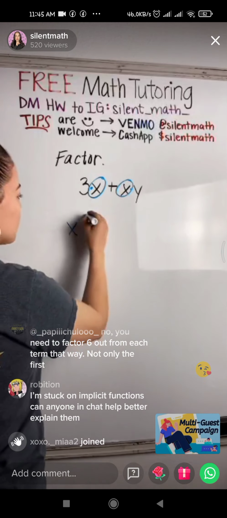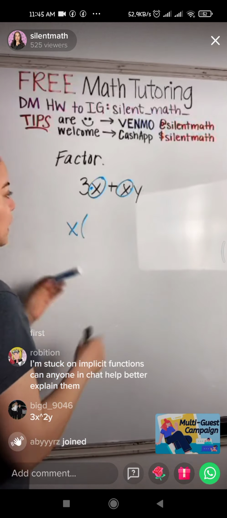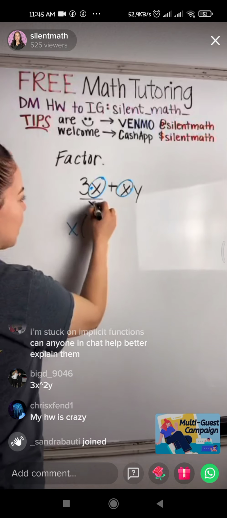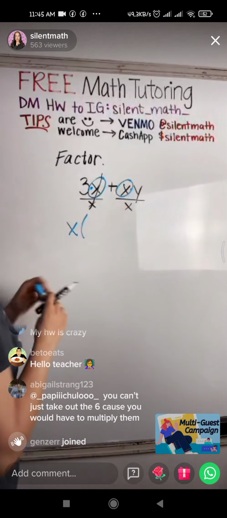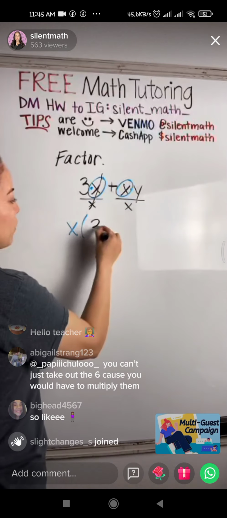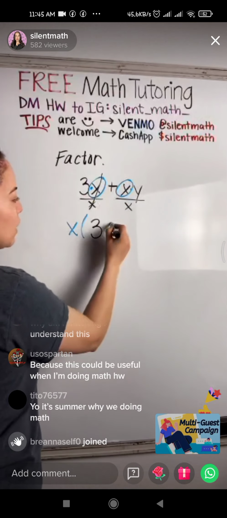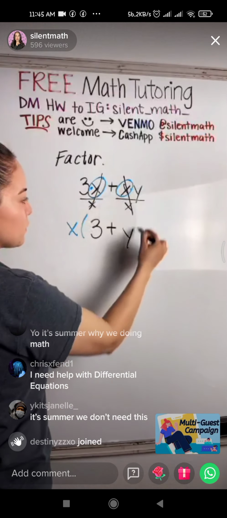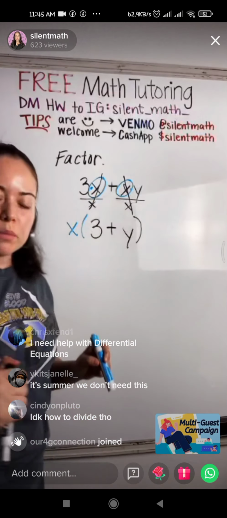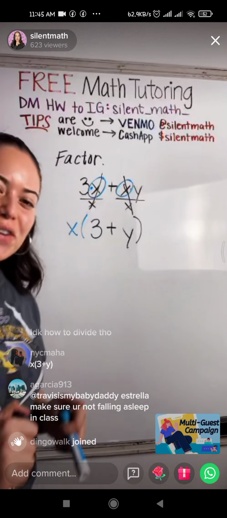If I take out an x, what am I left with? Remember, it's like dividing. So if I'm dividing this by x and then also this term by x, you see how the x's cancel, and I'm left with a 3. So I'm going to have a 3 for the first part, plus these x's cancel, and I'm just left with y. It's kind of a visual representation of how to factor.